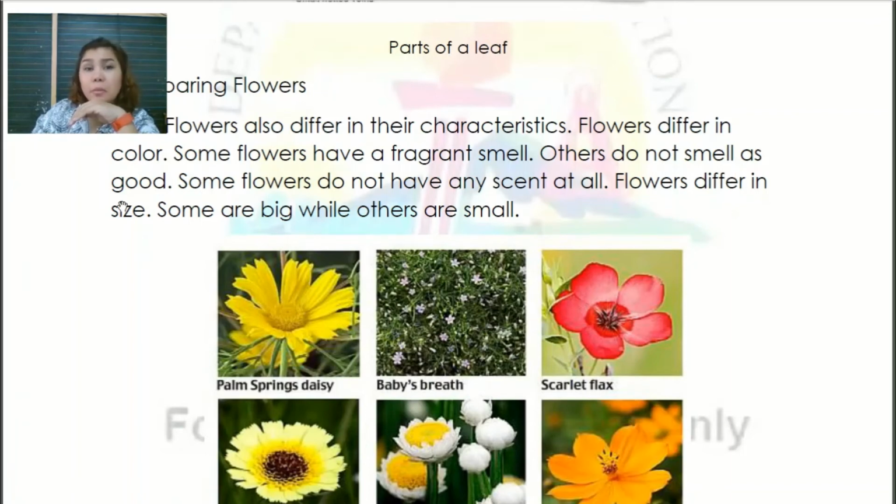So, meron talaga may mabaho. Some flowers do not have any scent at all. So, it looks beautiful, pero when you smell it, wala lang siya. Walang amoy. So, flowers differ in size. Some are big, while others are small.